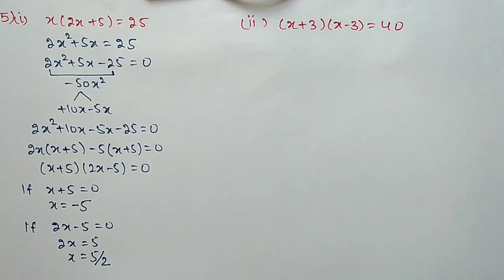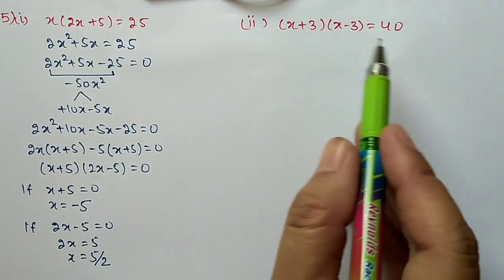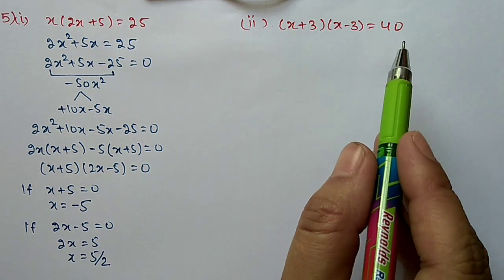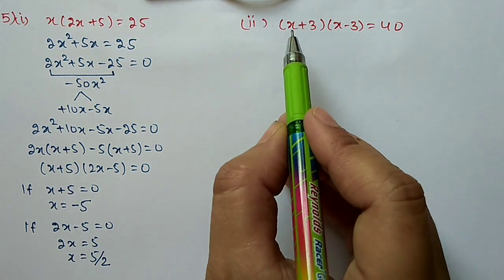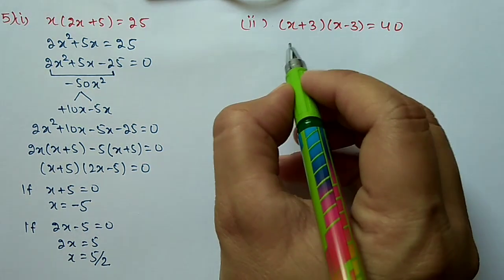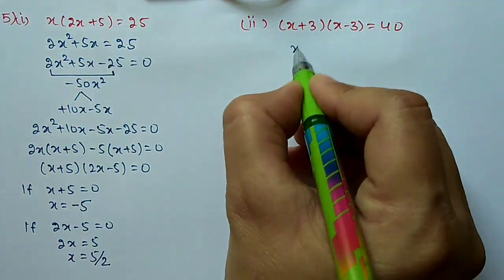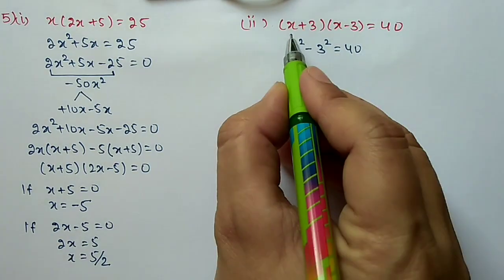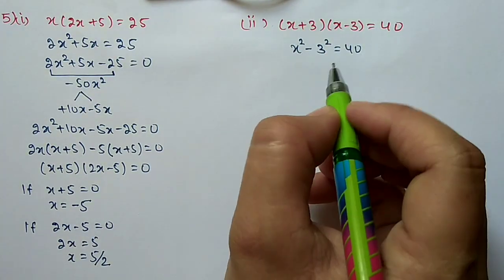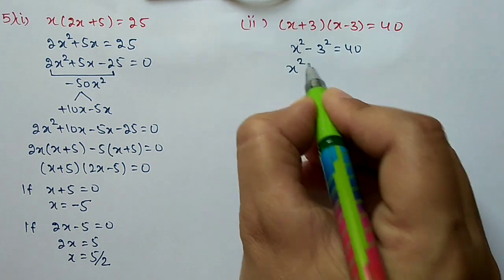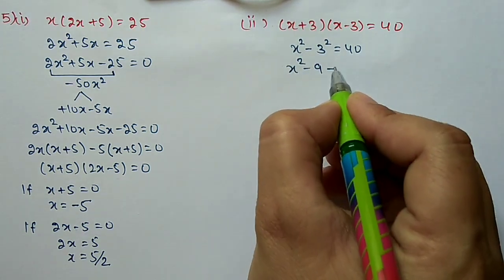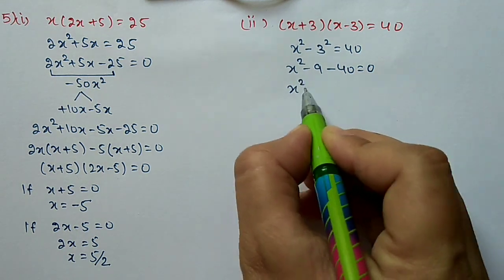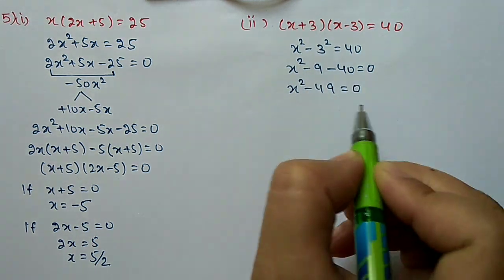In the second part, x plus 3 into x minus 3 equal to 40. So first we will multiply it, we will change it into the simplest form. x plus 3 into x minus 3 will be x square minus 3 square equal to 40. We can apply here the a plus b into a minus b formula. So x square minus 9, and this 40 also we shift here, it will become minus 40. x square minus 49 is 0.